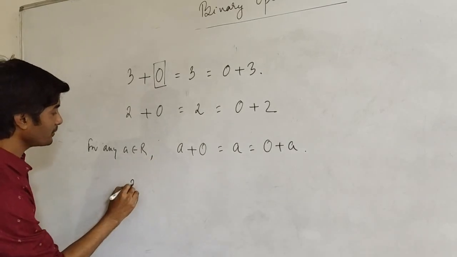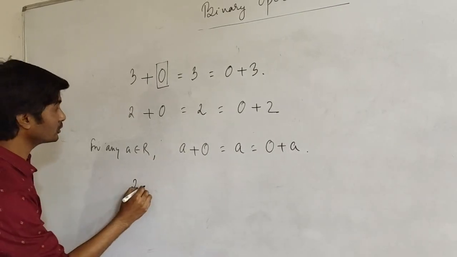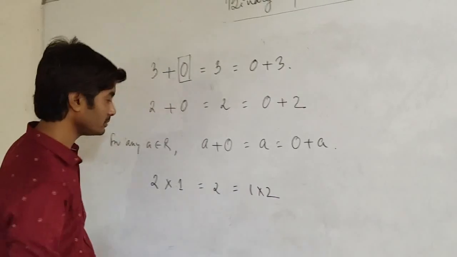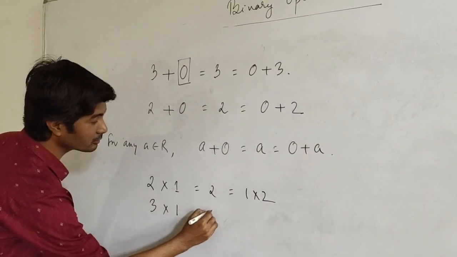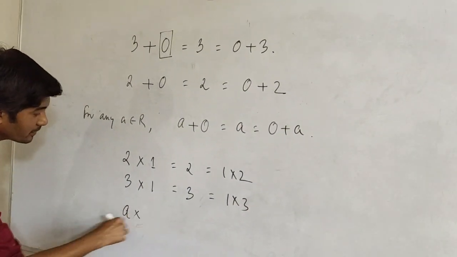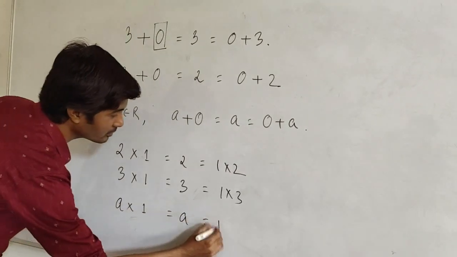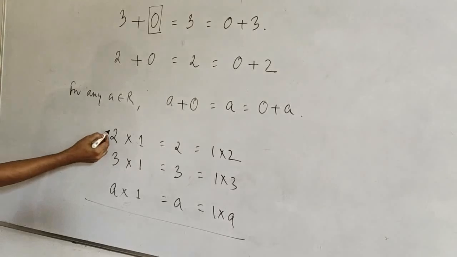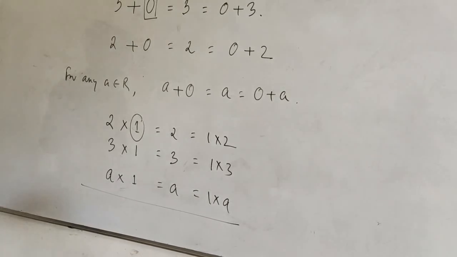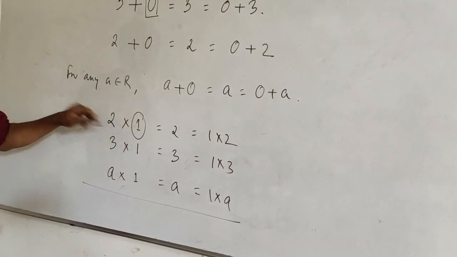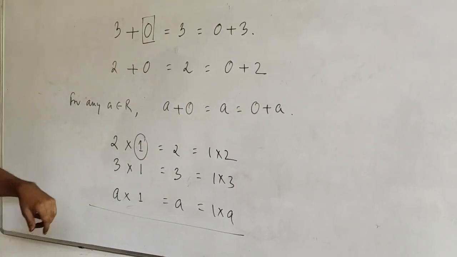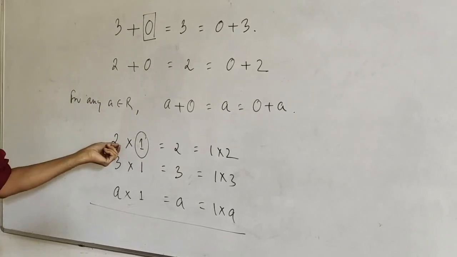And if you take the multiplication operation, you see 2 into 1 is equal to 2, again equal to 1 into 2. Or 3 into 1 is equal to 3 is equal to 1 into 3. In fact, this is true for any A: A into 1 equal to A equal to 1 into A. Now, from this, 1 is known as the multiplicative identity. That is the identity in R with respect to the operation multiplication. That is, we have the idea of two identities, one is your additive identity and another is multiplicative identity.